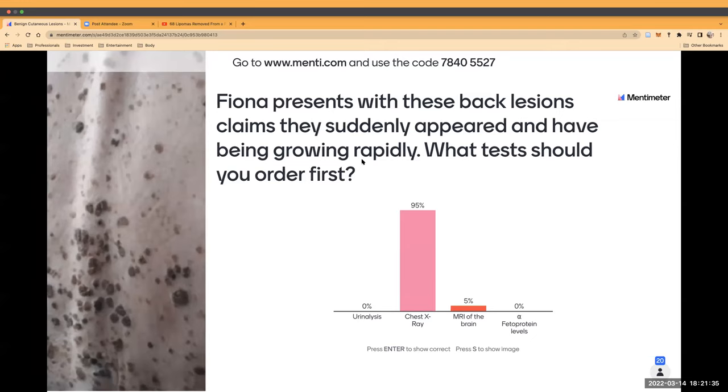I chose chest X-ray because it was rapidly developing. This looks like seborrheic keratosis. And we mentioned that if it's rapidly developing, it could be a GIT or lung cancer, so we need to investigate.